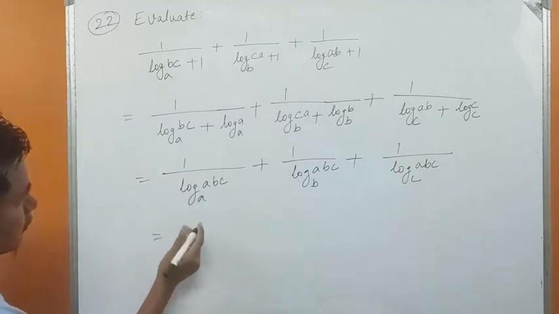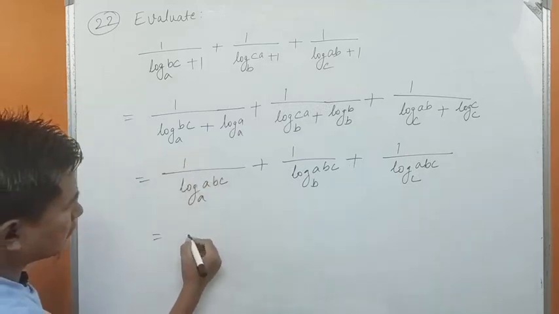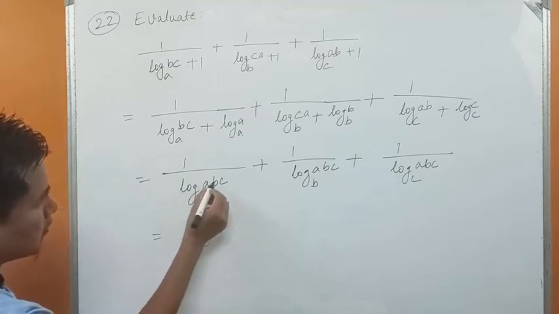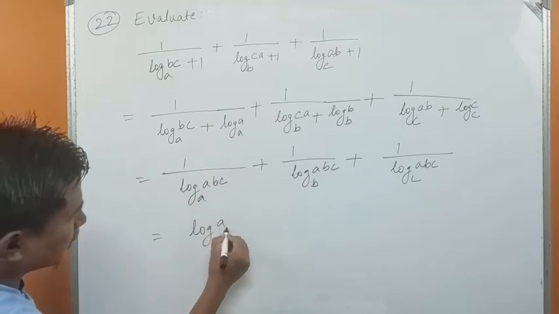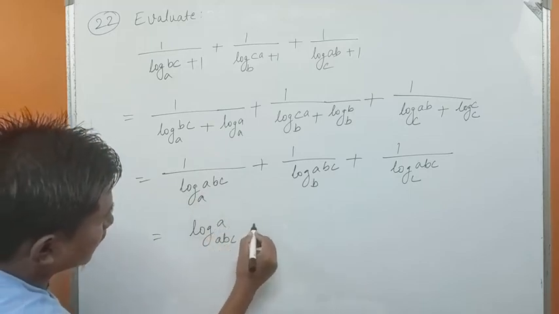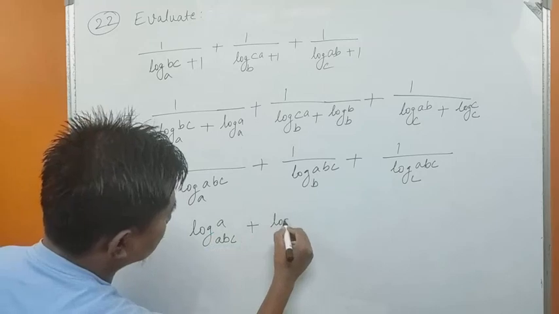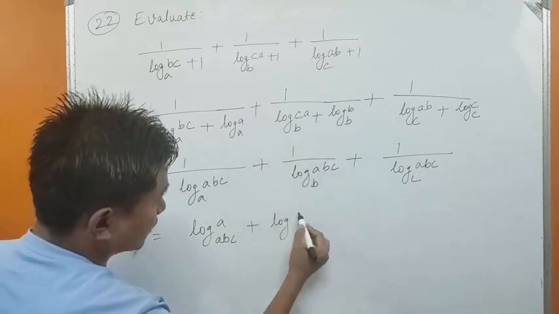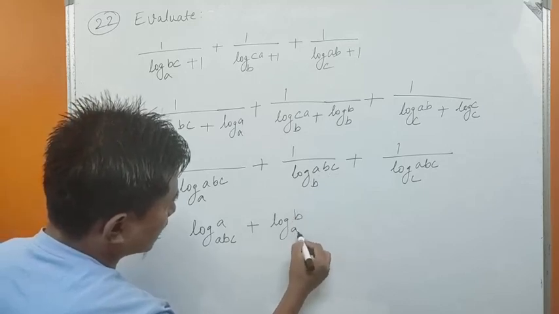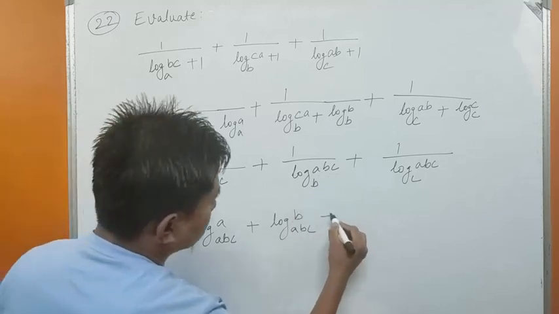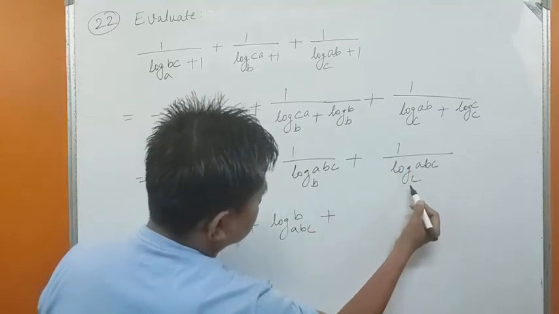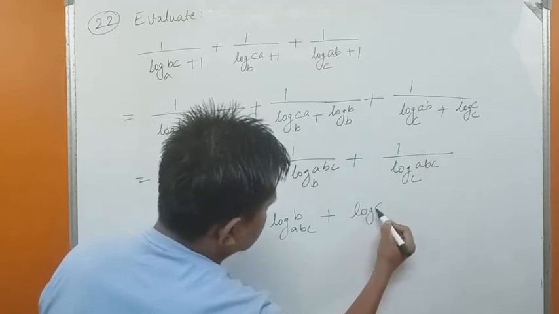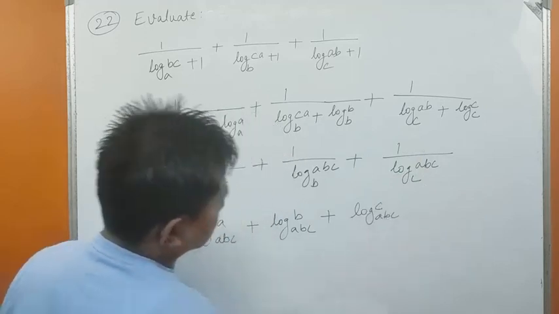Now what we do is we bring this number to the numerator. What happens? The base becomes log and log becomes base, so log abc to the base a becomes log a to the base abc. Okay, plus this also we bring to the numerator, log abc to the base b becomes log b to the base abc. Similarly, plus 1 upon log abc to the base c, when we take this number to the numerator, log c to the base abc, isn't it?